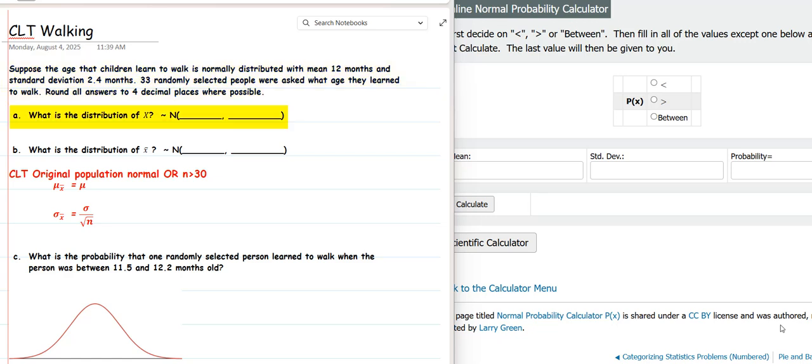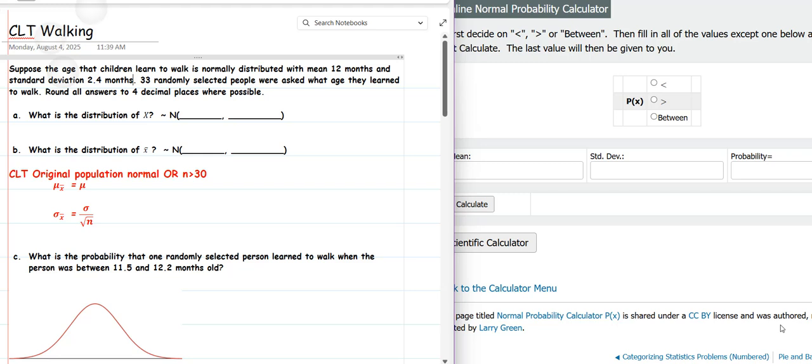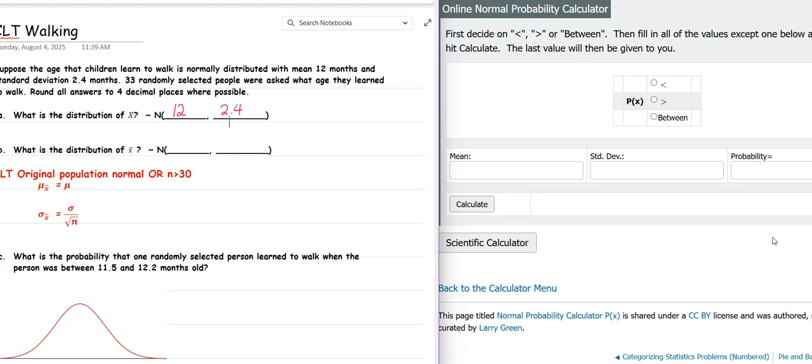X is the original population, and that would be the age at which a child learns to walk. So this is normally distributed with a mean of 12 months and a standard deviation of 2.4 months. The distribution of X bar, now that's the distribution of the sample means. And so we're going to use the central limit theorem to determine that. The central limit theorem says if the original population is normal, or n is greater than 30, in this case we have both of those things, then the mean is equal to the mean of the original population, so that would be 12.